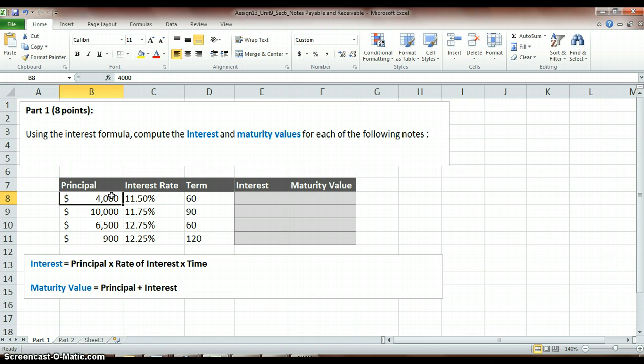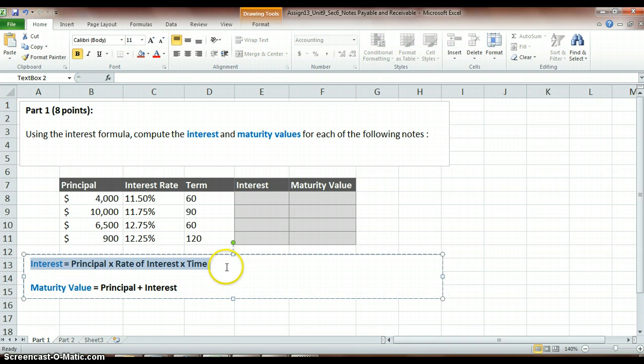So maybe we made a payment where the initial amount was $4,000, and then over a term of 60 days, there is 11.5% interest. So then we have to add that interest to our principal amount to find the maturity value of that amount. I have the equations down here for you.